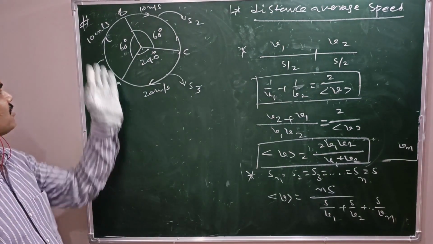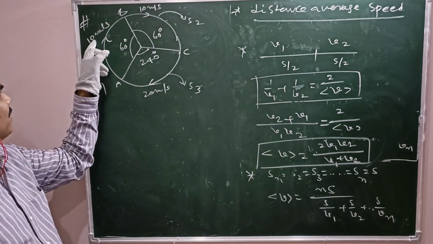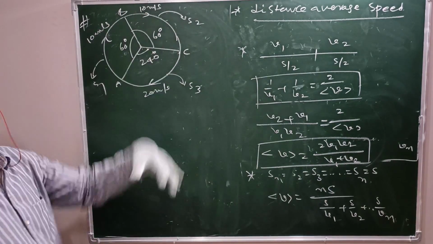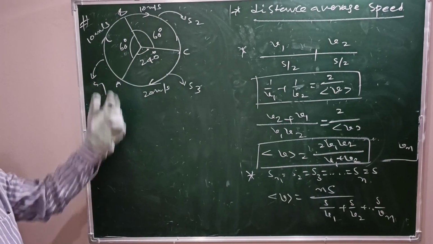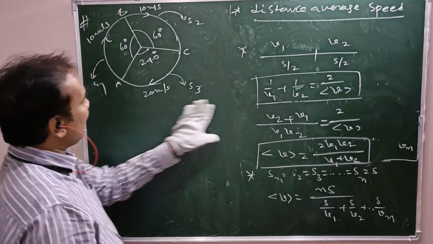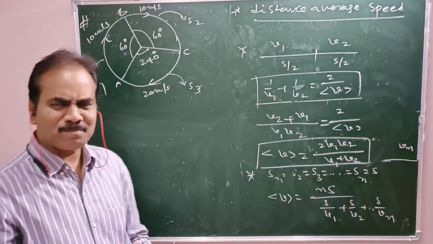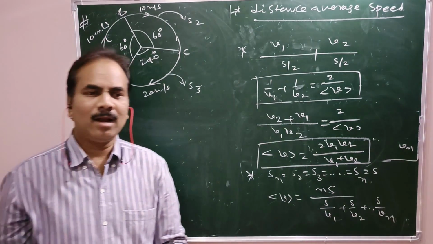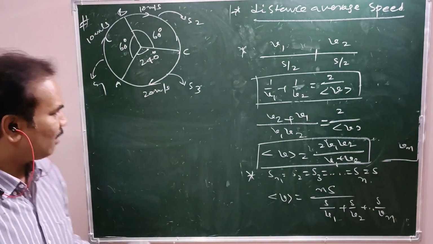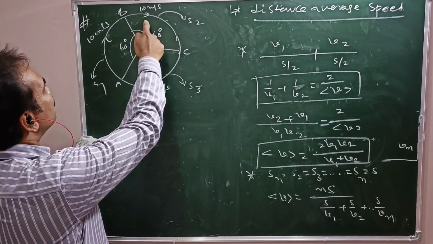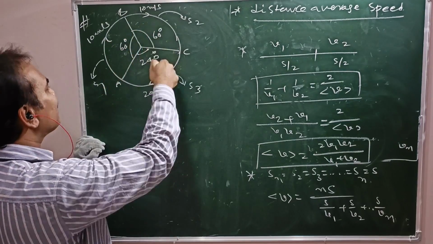Now find the average speed. If the particle moves along the circumference of the circle with different speeds as shown in the diagram while covering different arcs, find the average speed for this example. Now, how to find average speed here? Average speed in the sense is total distance divided by total time taken. Alright. What is the total distance here? Let it be S1 plus S2 plus S3.